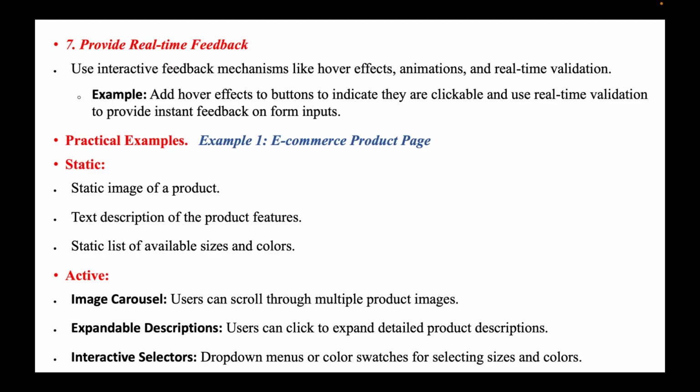Practical examples, e-commerce product page. Here, a static image of a product, a text description of the product features, and a static list of available sizes and colors are displayed. Whereas in an active page, first, an image carousel lets users scroll through multiple product images. Next, expandable descriptions. Users can click to expand detailed product descriptions. Third, interactive selectors, drop-down menus or color switches for selecting sizes and colors.